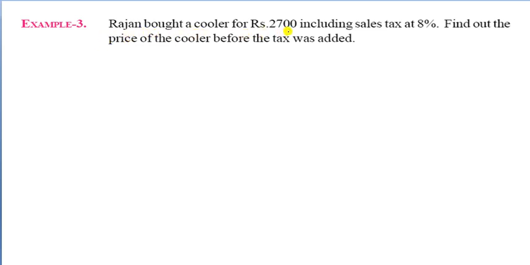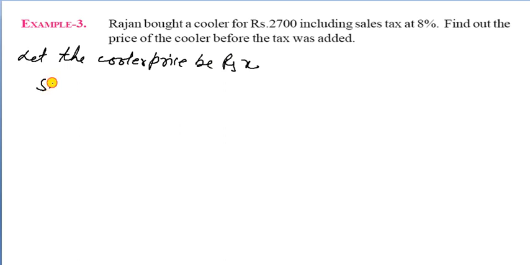So Rajan bought a cooler of rupees, this one including sales tax. इसमें सेल टैक्स लगा हुआ है पहले से. Find out the price of the cooler before the sales tax was added. So let the cooler price be rupees X. Now sales tax is given as 8% of X. So what will happen?